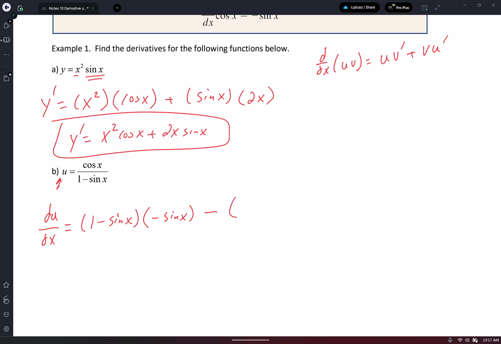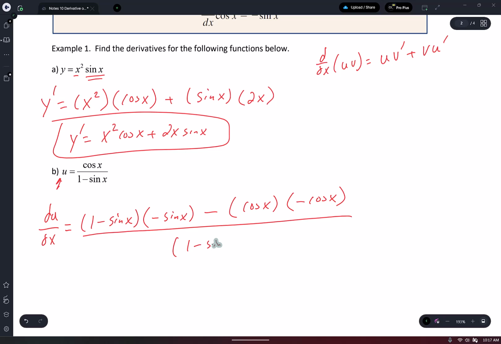Plus or minus? Minus the top times derivative of the bottom. Because there's a negative in front of the sine x, it's going to be a negative cosine x. Not because the derivative of sine x is negative, it's not, but I have a negative in front, so I got to keep it. All this is over 1 minus sine x, or bottom squared. Make sure that you put parentheses. If you do not put parentheses and you just put 1 minus sine squared x, that's wrong. Are we still okay?